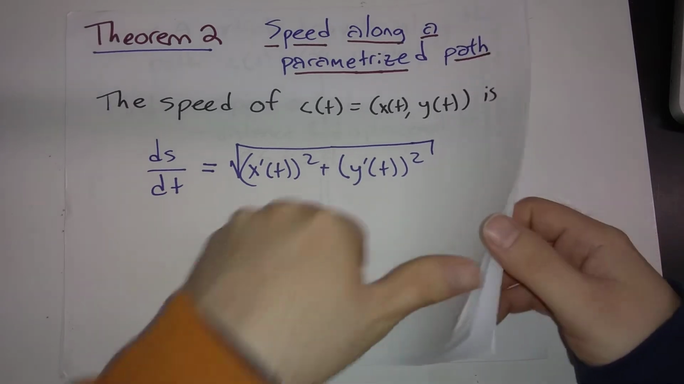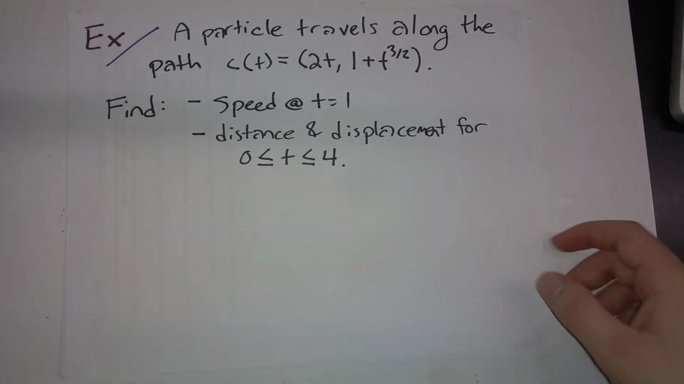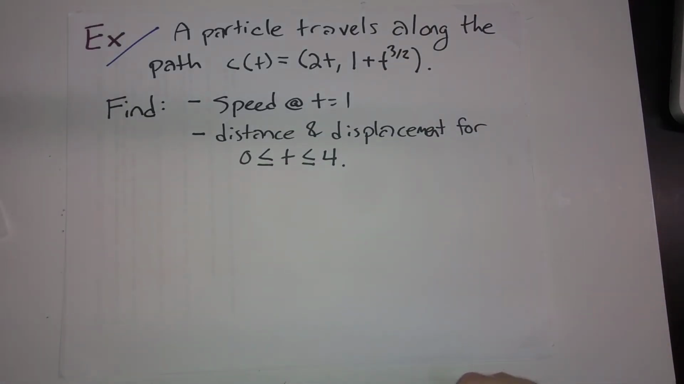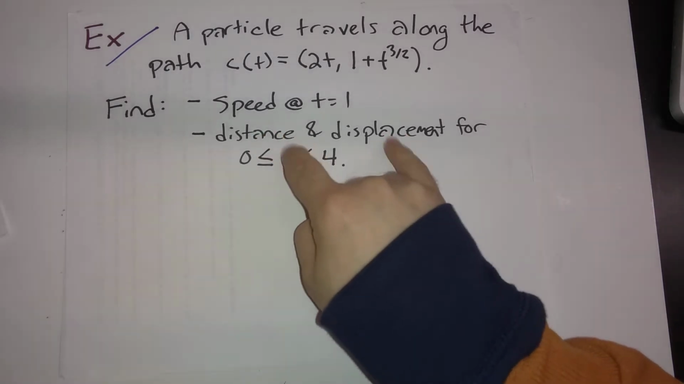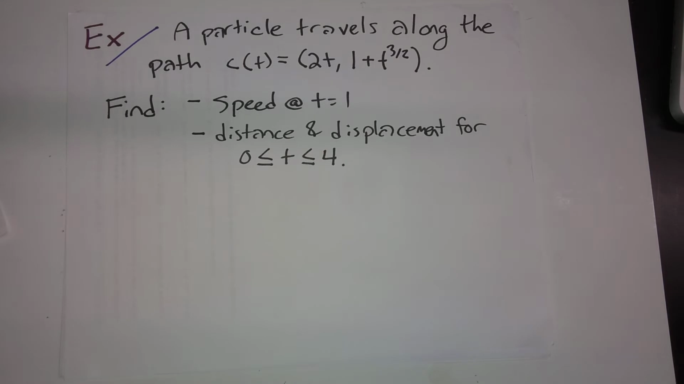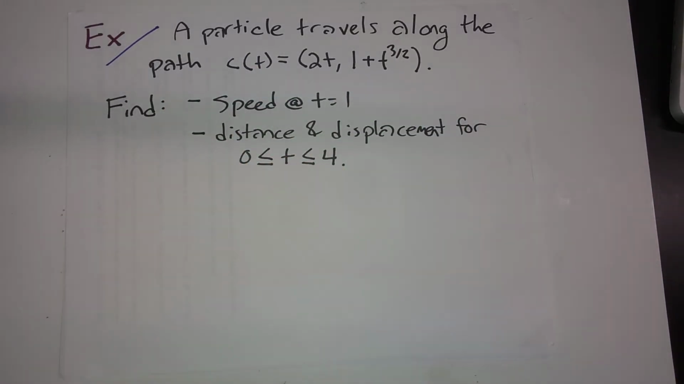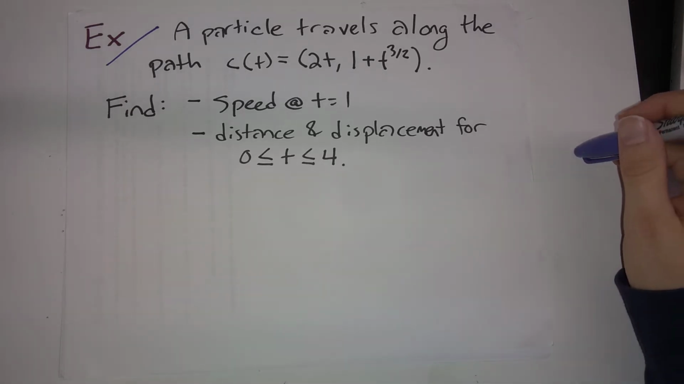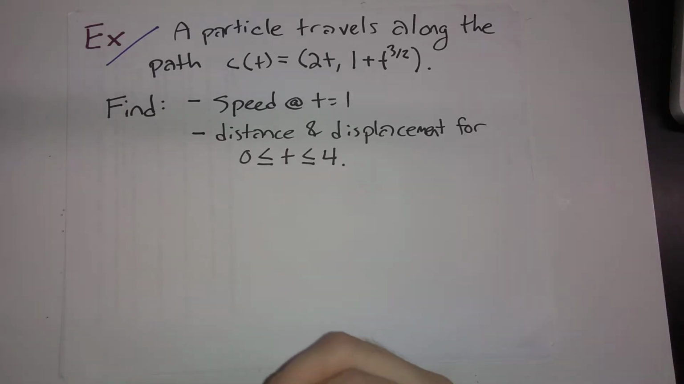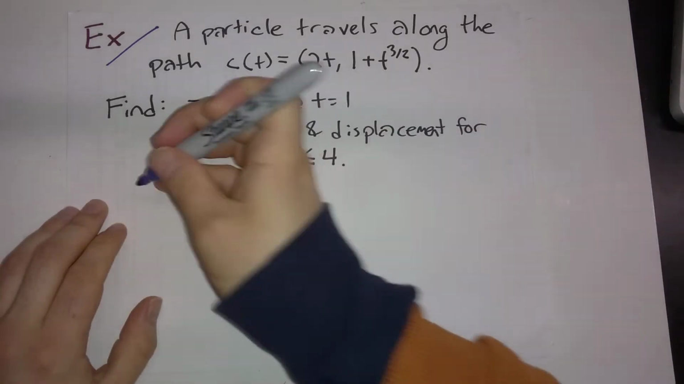So let's crunch out an example here, and there's going to be a little bit of a twist here, not just speed, but distinguishing between these two words, distance and displacement. I'll get to those words in the second part of the question. Let's just take a look to see what's going on here. A particle travels along the path c of t is 2t comma 1 plus t to the 3/2. So first we have to find the speed at t is equal to 1.